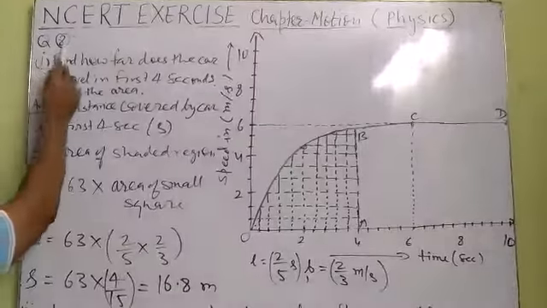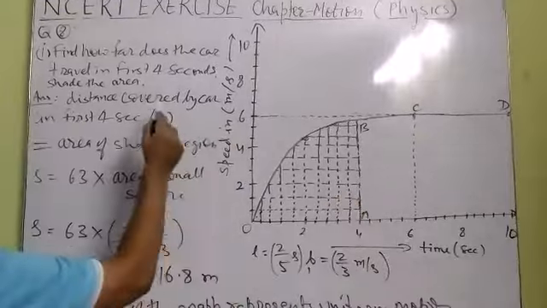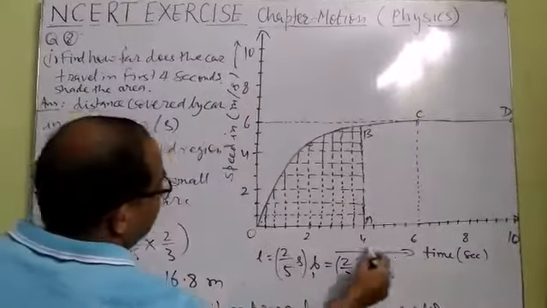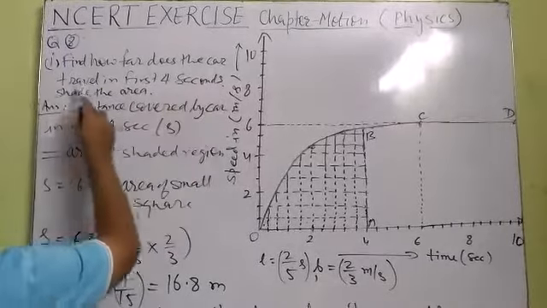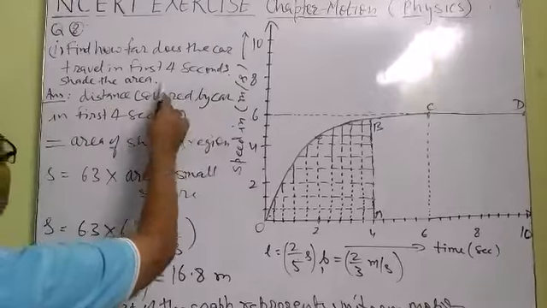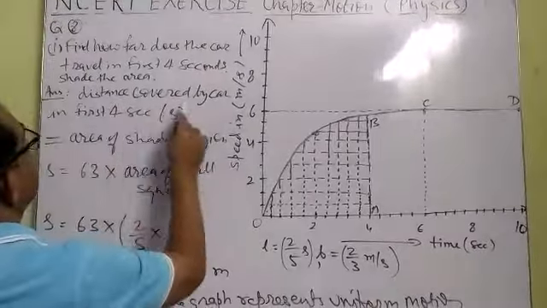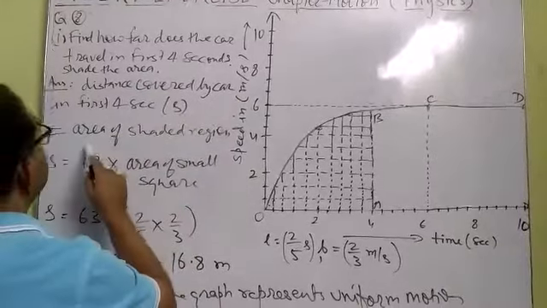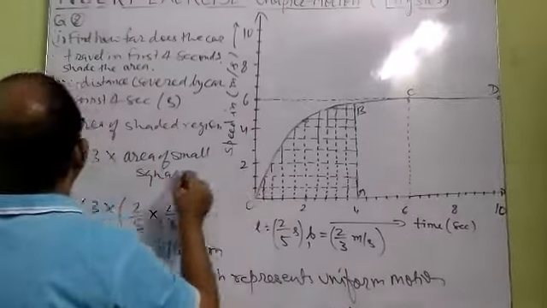And now the solution of question number 8. You are given a speed versus time graph. Speed is given in meters per second, time is given in seconds. You need to calculate how far the car travels in the first 4 seconds. This is the shaded region between the first 4 seconds. Now the distance covered by the car in the first 4 seconds can be calculated by the area of this shaded region.